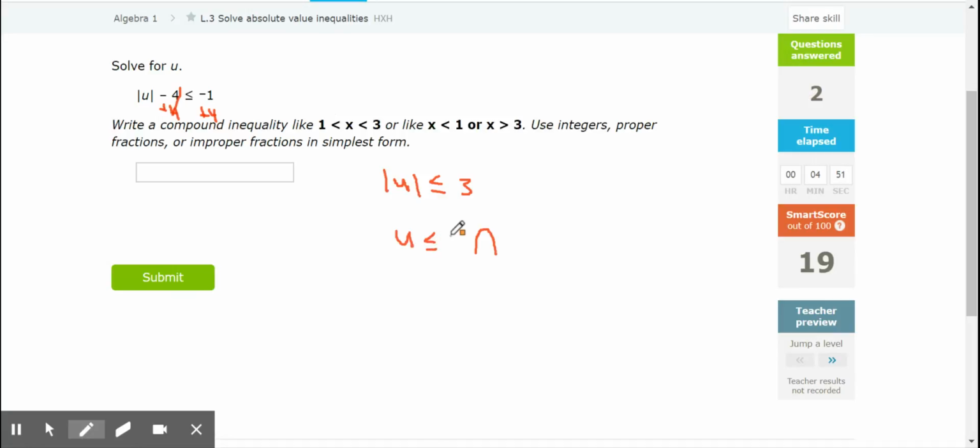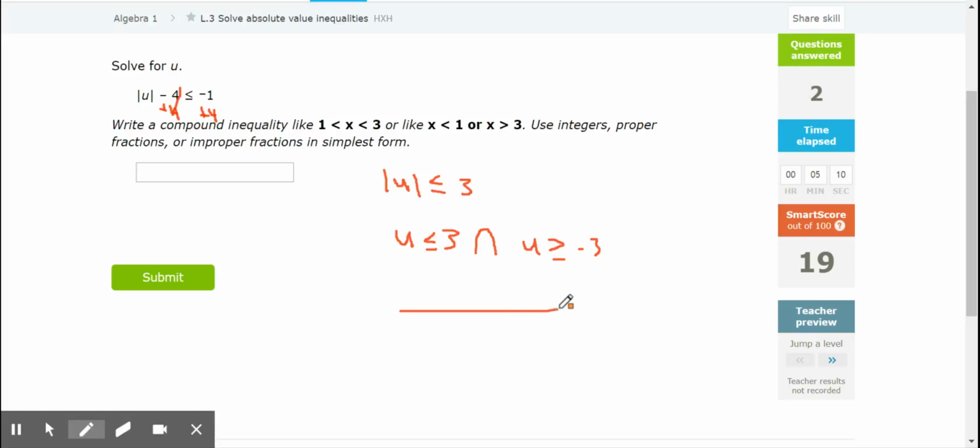u is greater than or equal to 3. But now we have to do the negative case, and the negative case is the mirror image. That's less than, so we're going to need a greater than. So we reflect that on this side. This is +3. We need to work the negative side of the number line.